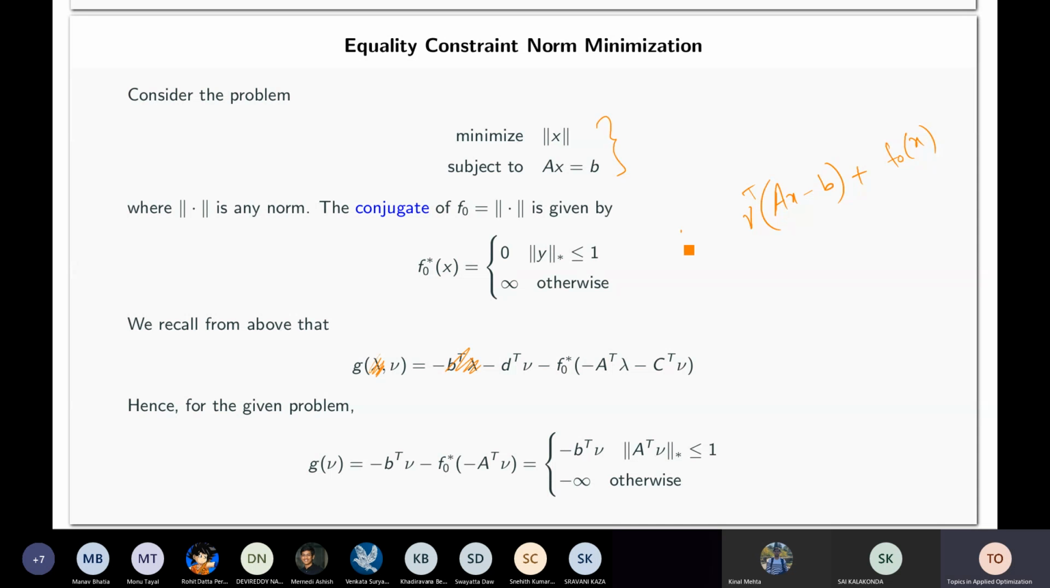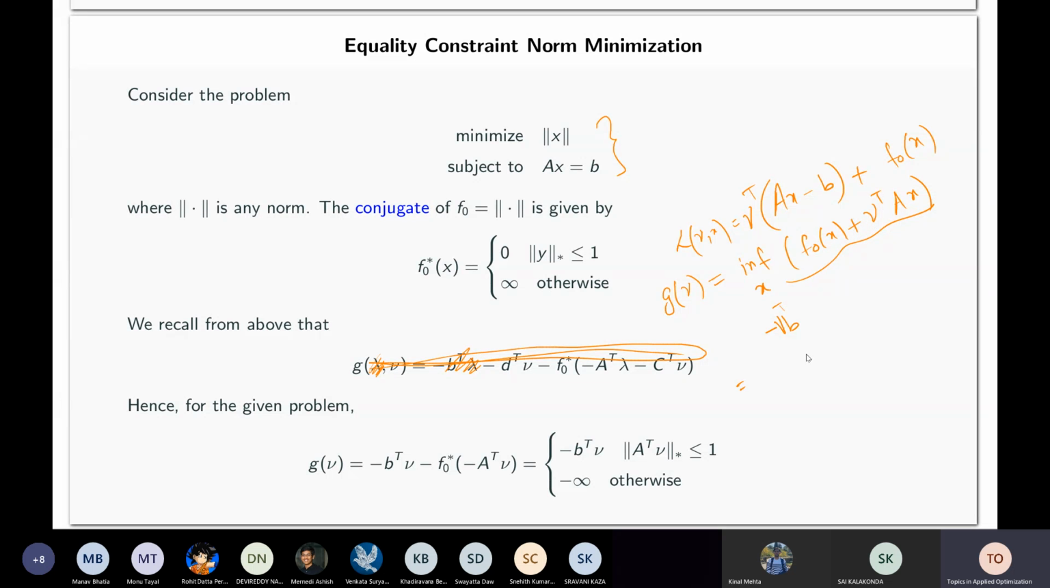So this is the Lagrangian in nu and x, and then we have to infimize this. So this will be the infimum over x, and then what is left is f naught x plus nu transpose Ax, and what is outside is minus nu transpose b. The infimum of this will be, I think there is some mistake here. Okay, so let us forget this. I'm trying to derive it now.